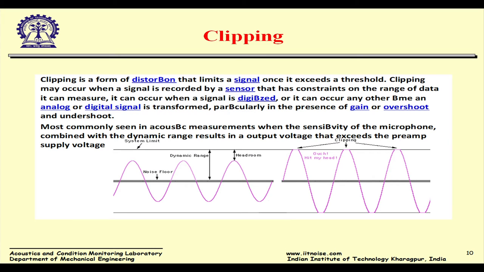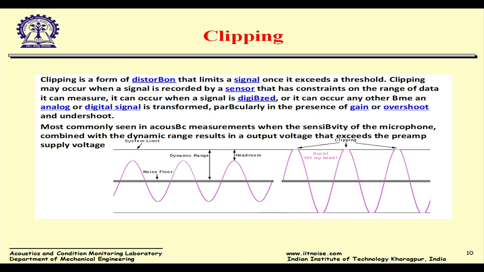Another thing which happens is clipping. We ensure that the signals are within range, because our data acquisition system also has a dynamic range. If the system clips, I am distorting the signal. This is my actual signal, but if my measurement floor cannot accommodate such frequencies, I have clipped the signal. So I'm creating an error while measuring.